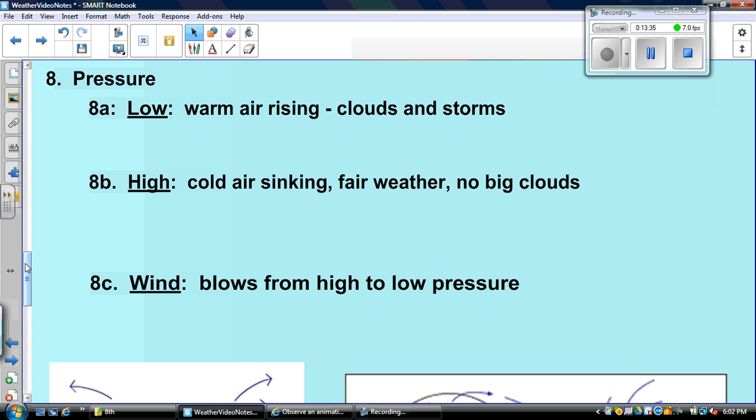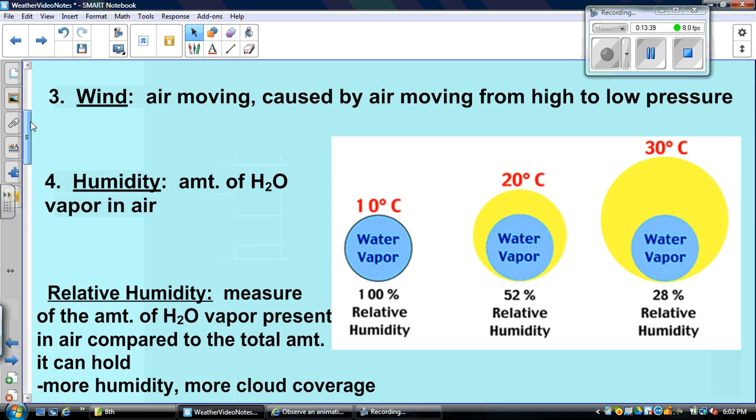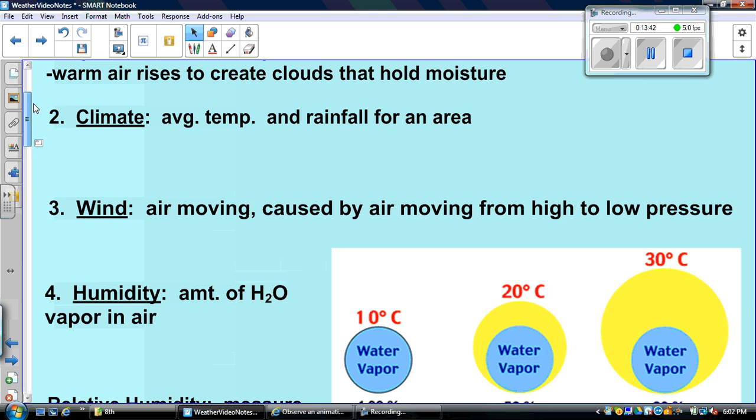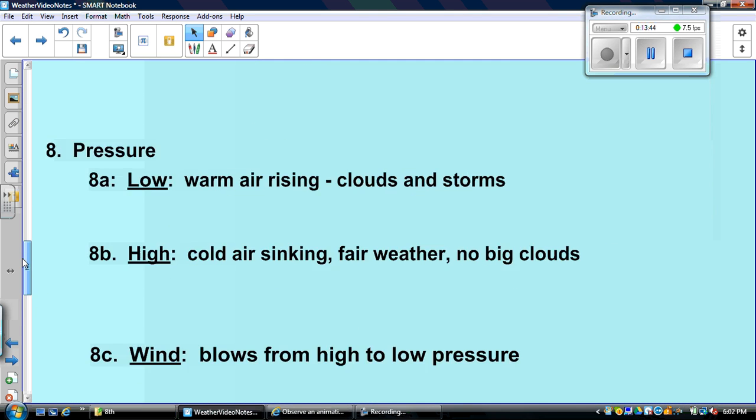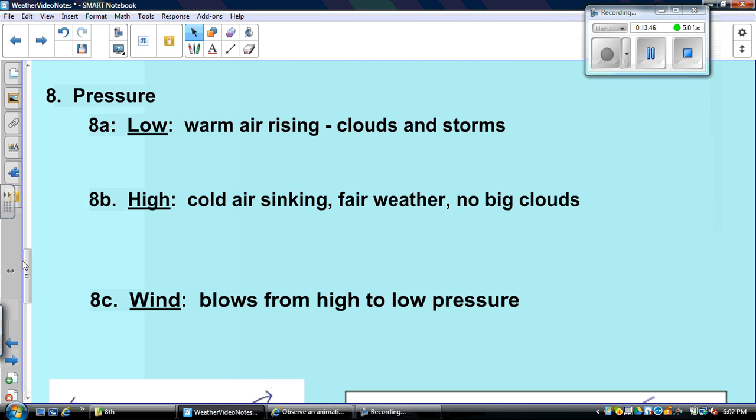Okay, the last thing we're going to talk about is the low and high pressure systems. Remember, at the beginning of the notes, I said wind is caused by air moving from high to low pressure. So it's the same way as heat is a movement of thermal energy from high thermal energy to low thermal energy. The same thing goes with pressure. Pressure will move from high pressure to low pressure. So let's figure out what that means.